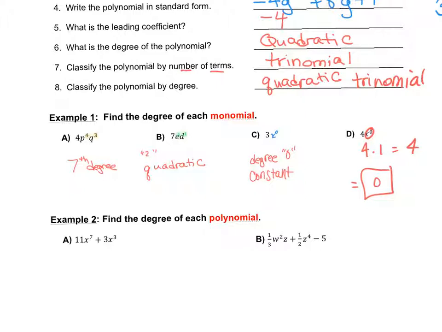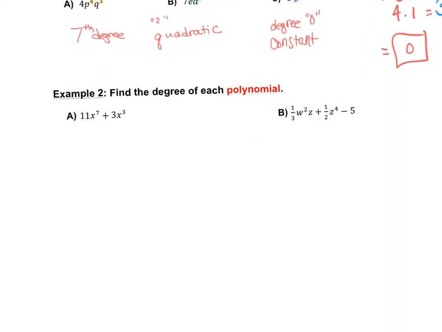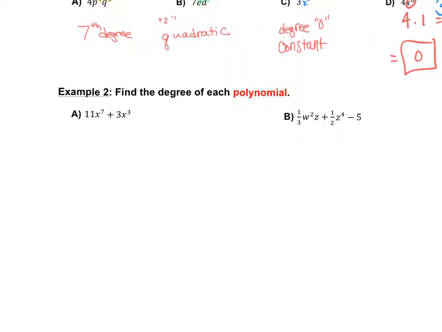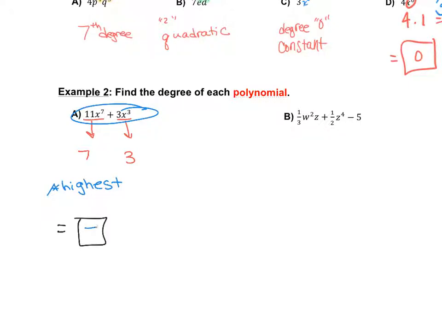Next group. Example 2. Find the degree of each polynomial. Well, the degree of this term is 7. The degree of this term is 3. And now that we have the degree of each monomial, the degree of the polynomial is the highest degree. So the degree of this polynomial is 7. That's the degree.